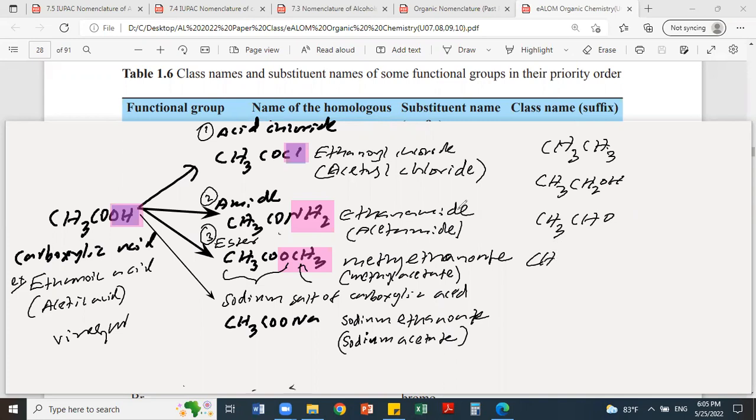Then CH3, these are the main functional groups in your organic chemistry. CH3CH2Cl, ethyl chloride. I'll write that one first. CH3CH2Cl, it's called alkyl halide. Halide means halogen. Then CH3CH2, CH3CHO, aldehyde, acetaldehyde or ethanal, ethyl chloride, ethanol, ethane. Okay, I'll write here ethane.